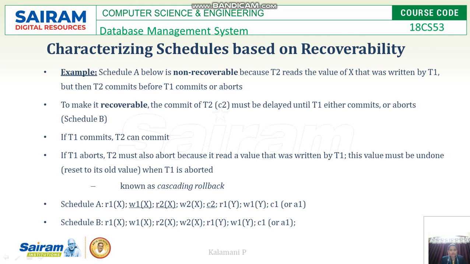So schedule A, how we can write it: R1 of X, W1 of X, R2 of X, W2 of X, then C2, that is committed. Then R1 of Y, W1 of Y, then C1 or A1. C1 means committed transaction 1, or transaction 1 aborted. Then schedule B, same thing: R1 of X, W1 of X, R2 of X, W2 of X, R1 of X, W1 of X. Then C1 means committed transaction 1 or aborted 1.